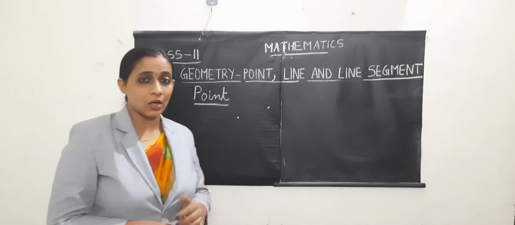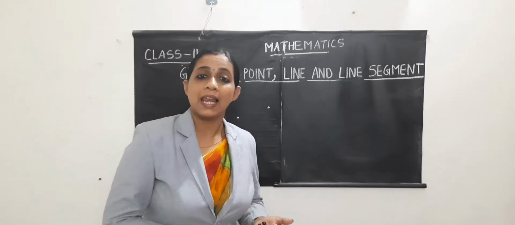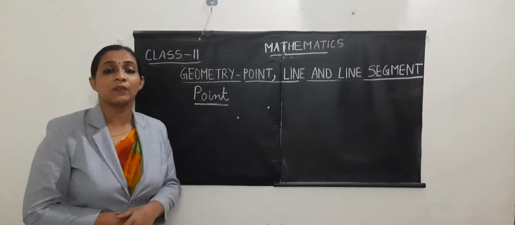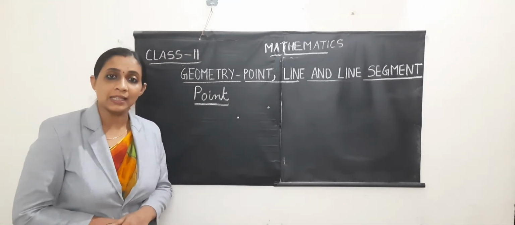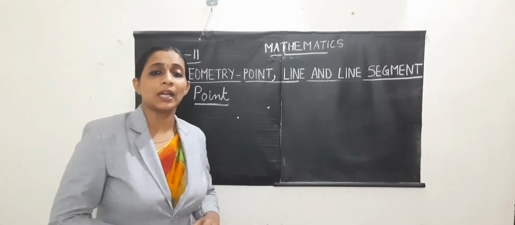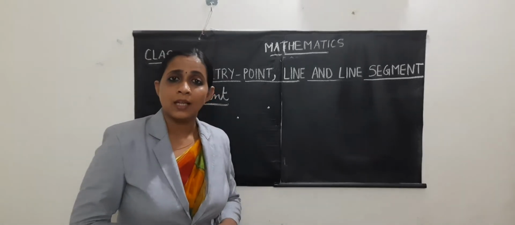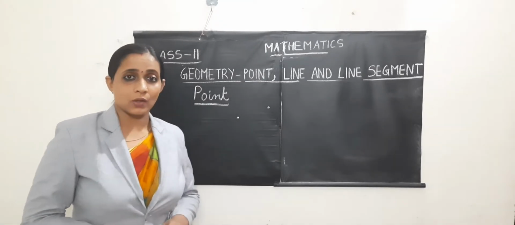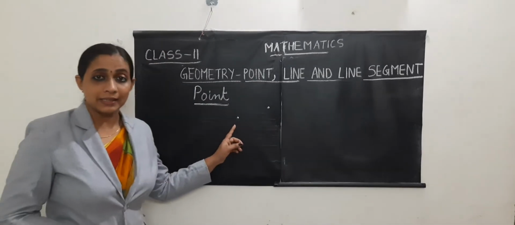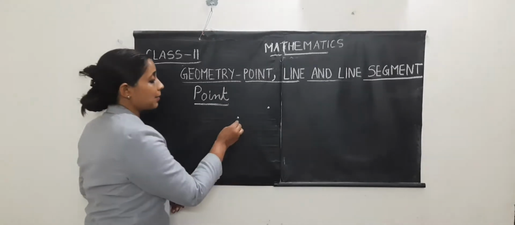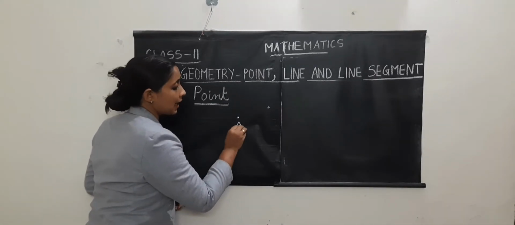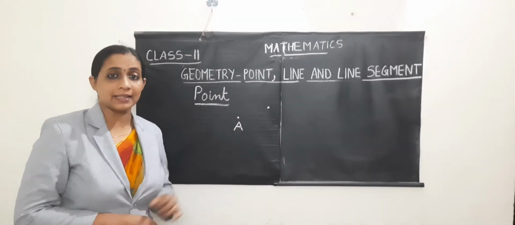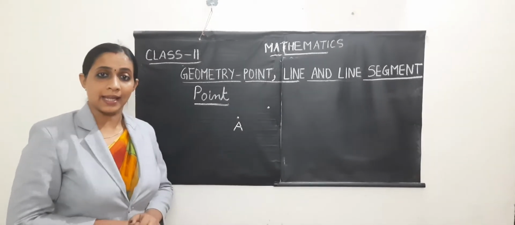We have seen in solid shapes that there is length and breadth. Do you remember that? For a point, we don't have length or breadth. And how do you denote a point? A point is denoted by capital letters. For example, this is a point and we will name it capital A. It is read as point A.